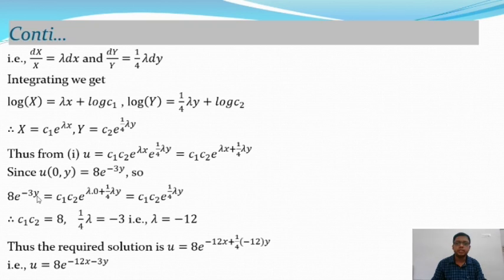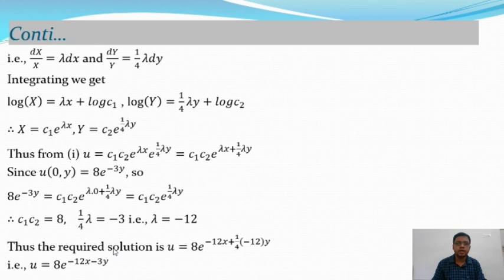Okay, so after putting the boundary condition in the general equation, we get 8 into e to the power minus 3y is equal to c1 c2 into e to the power lambda into 0, so you know x is equal to 0, so lambda into 0 plus 1 by 4 into lambda into y. And from this we get 8 into e to the power minus 3y is equal to c1 c2 e to the power 1 by 4 into lambda y. So now comparing both sides, we get c1 c2 is equal to 8 and 1 by 4 into lambda is equal to minus 3. So from this we get lambda is equal to minus 12 and c1 c2 is equal to 8.